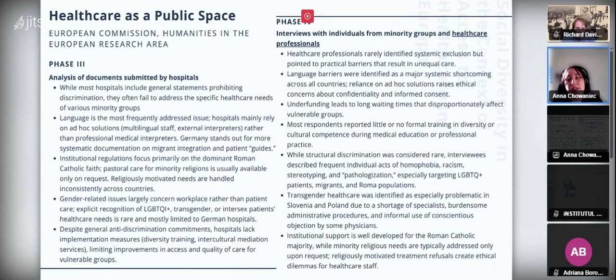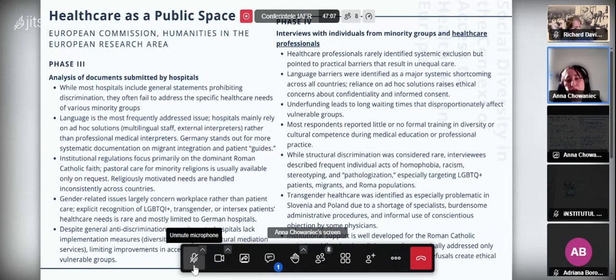While they said that structural discrimination was considered rare, what they reported on were quite frequent individual acts of homophobia, racism, stereotyping, pathologization, especially for LGBTQ plus patients, migrants, and Roma patients, which goes back to seeing the medical system, where that was happening, as also formed by the cultural and societal context. So, going back to seeing the medical system as something that could be analyzed through this lens.